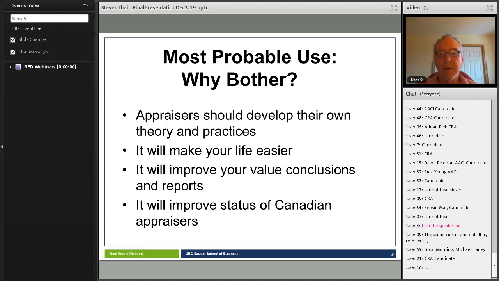I think this model is easier to use than highest and best use, so that's why I say it'll make your life easier. And I think it improves the readability of your reports. Because if it's tough for us to understand a concept, appreciate how tough it is for a lay reader.